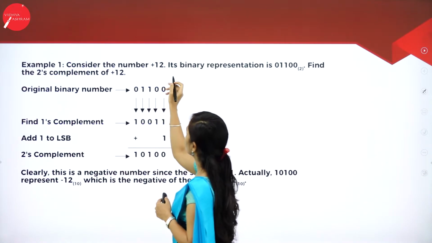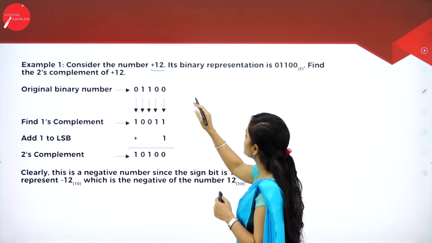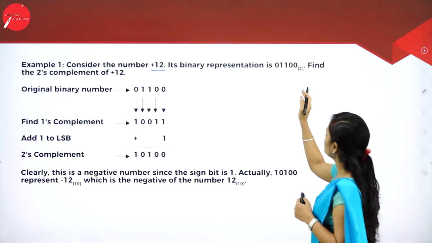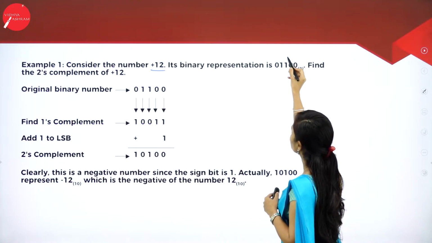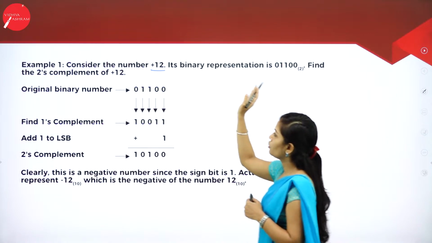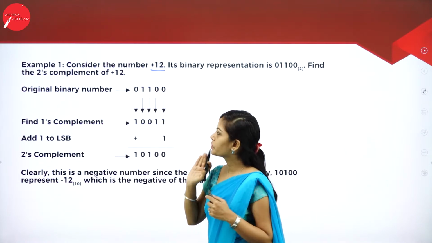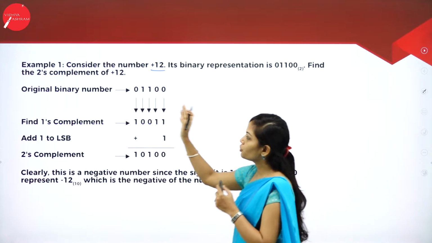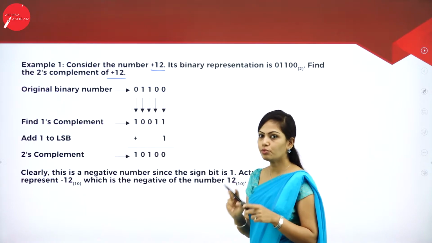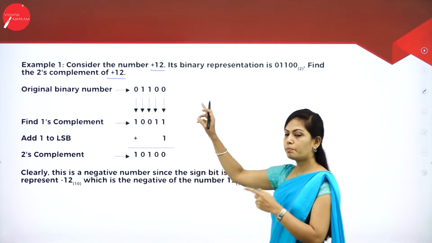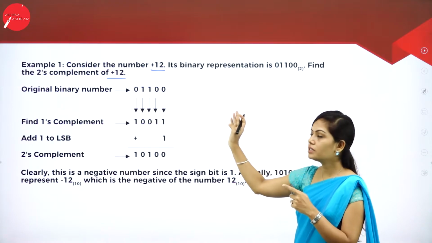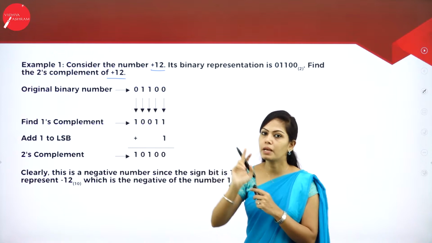Example, consider the number plus 12. Its binary representation is 01100. 12 means 8421 code, 8 plus 4 is 12. So 01100 is your binary value of plus 12. Clear? And here we have to find the 2's complement of plus 12. Here you have one positive number, that is 12. That binary representation is 01100. So here you need to find the 2's complement of plus 12.